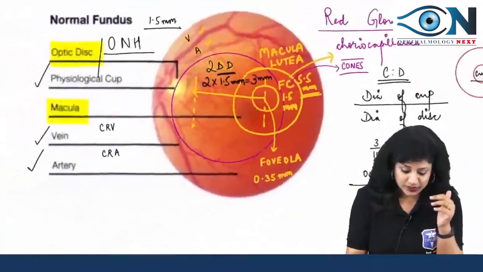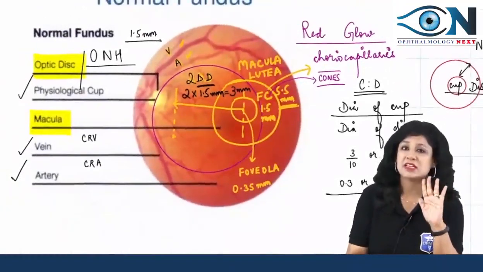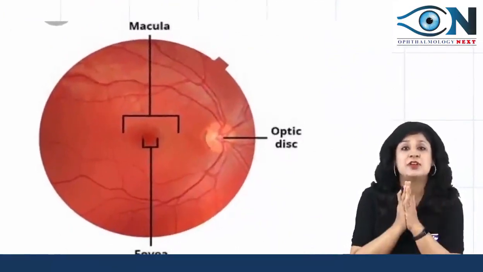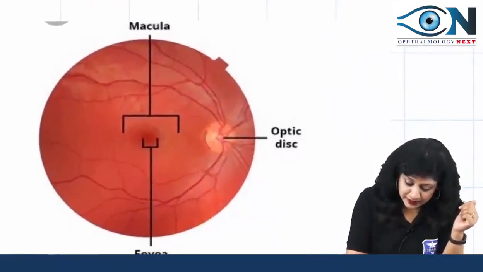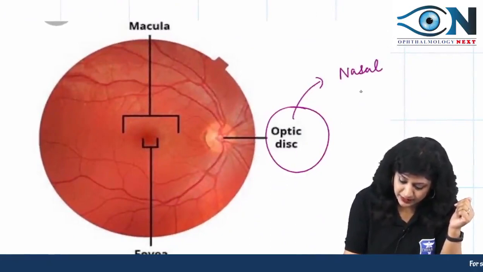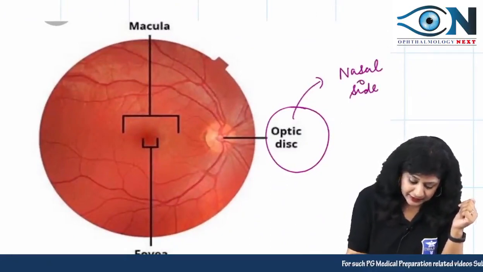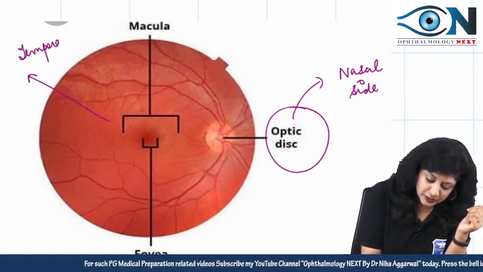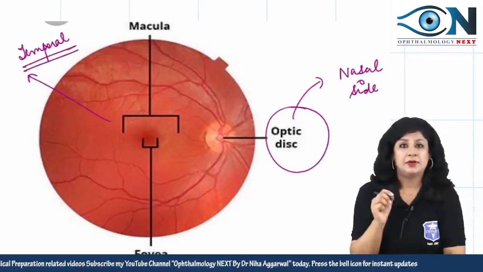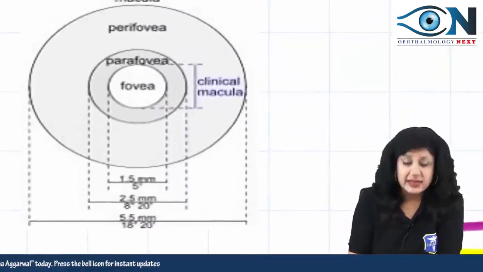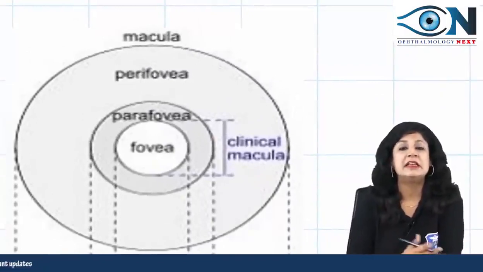So I hope this first normal fundus is very clear. Okay. So see this is your central retina. This will be the nasal side where I am having this optic disc, and this will be the temporal side of the eye, because here you are having the macula. Okay. Now, if you see the clinical macula, there is a thing called as clinical macula.